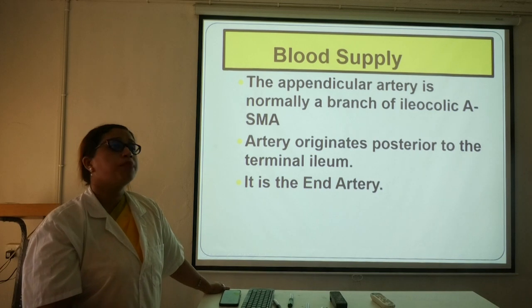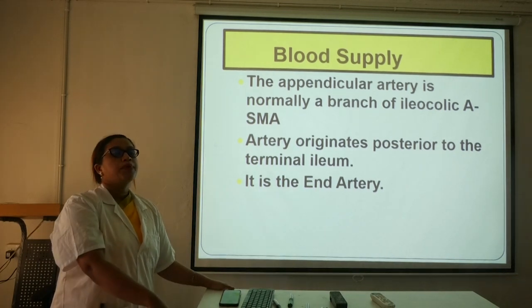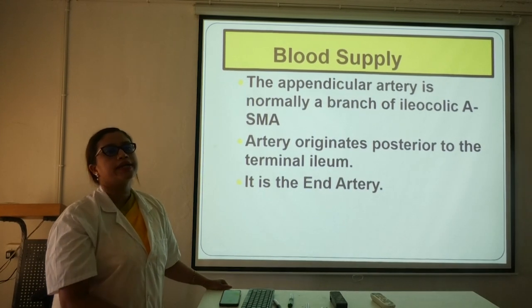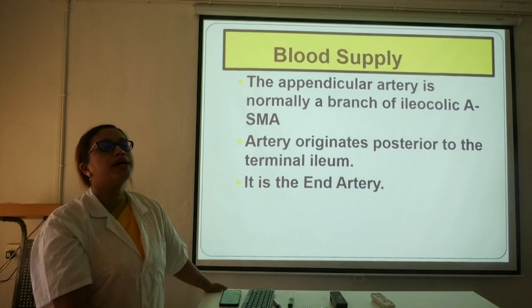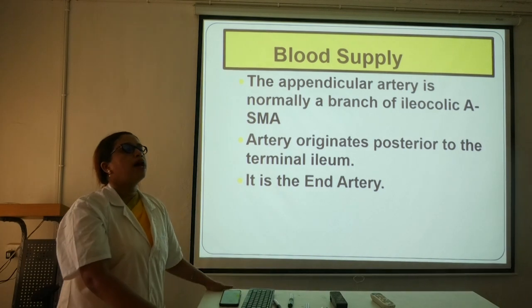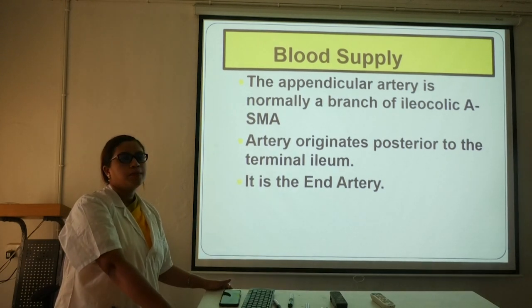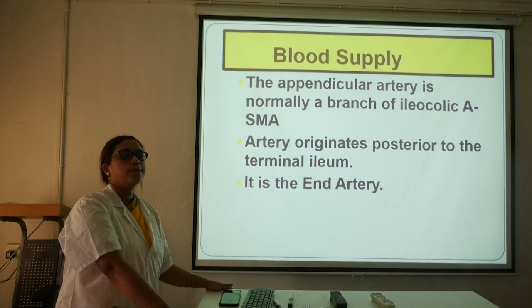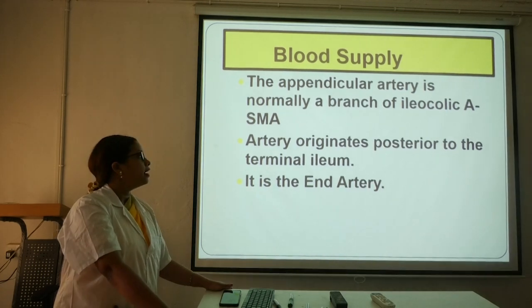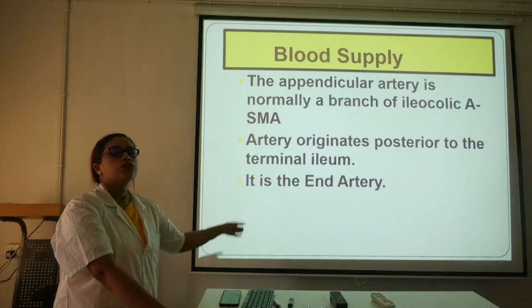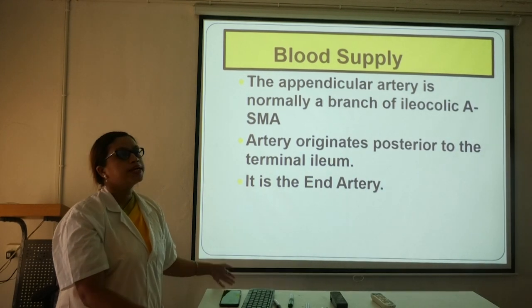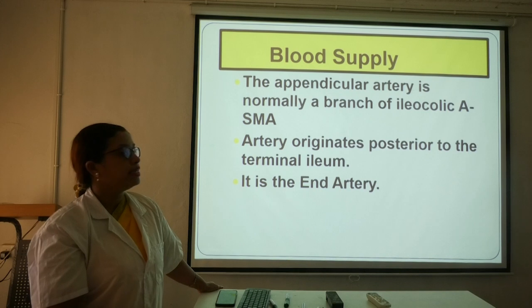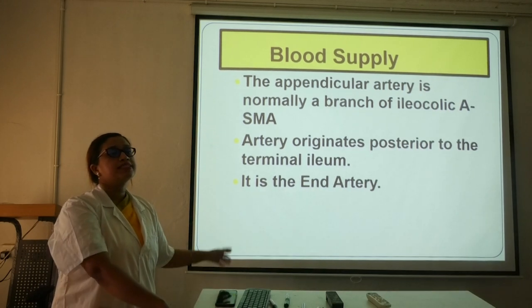But blood supply is very much important for appendix. Why? Because appendicular artery is a branch of ileocolic artery. Write it down, ileocolic artery, which is further a branch of superior mesenteric artery. And it originates posterior to the terminal ileum. And the most important thing is it is an end artery.